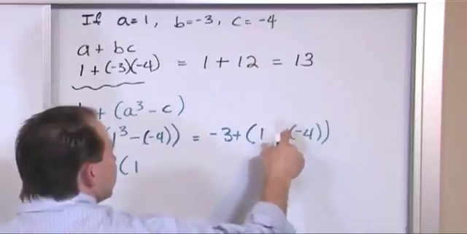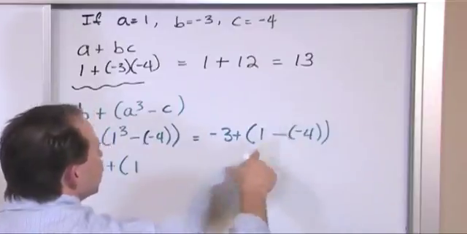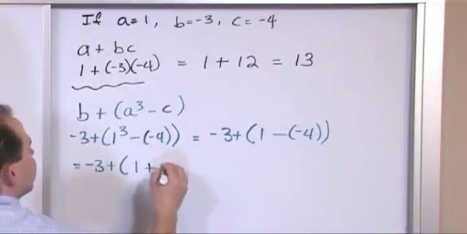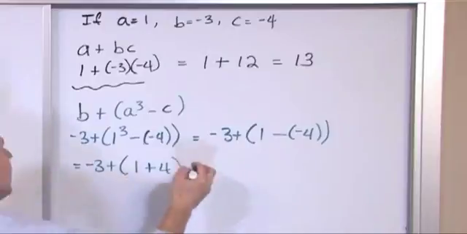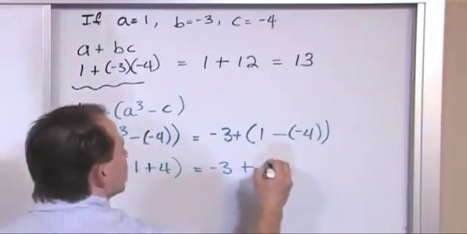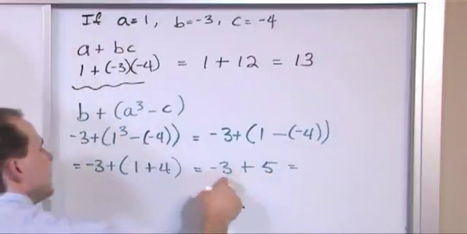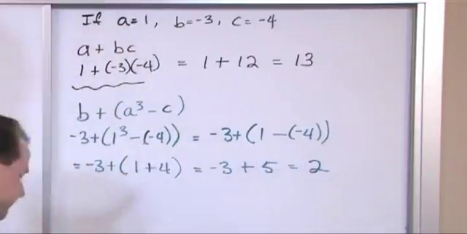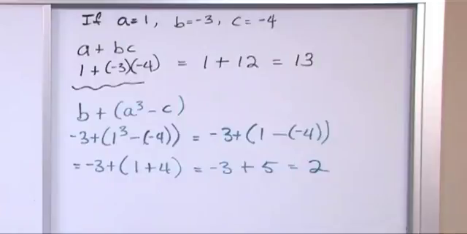Negative 1 from this implied 1 out here times negative 4 gives you positive 4. And then inside these parentheses, you have negative 3 plus 1 plus 4, which is 5. Then negative 3 plus 5 is 2. And the answer is 2. Last problem, I promise, coming up right now.